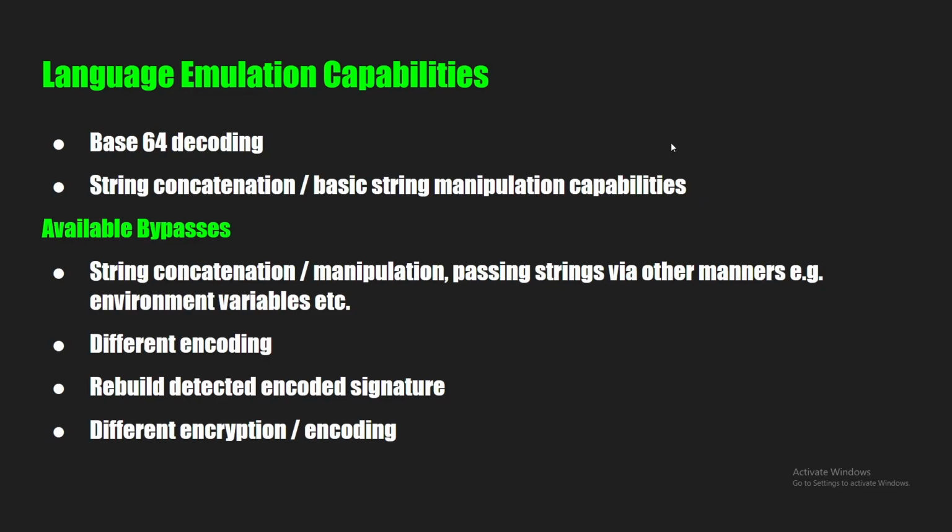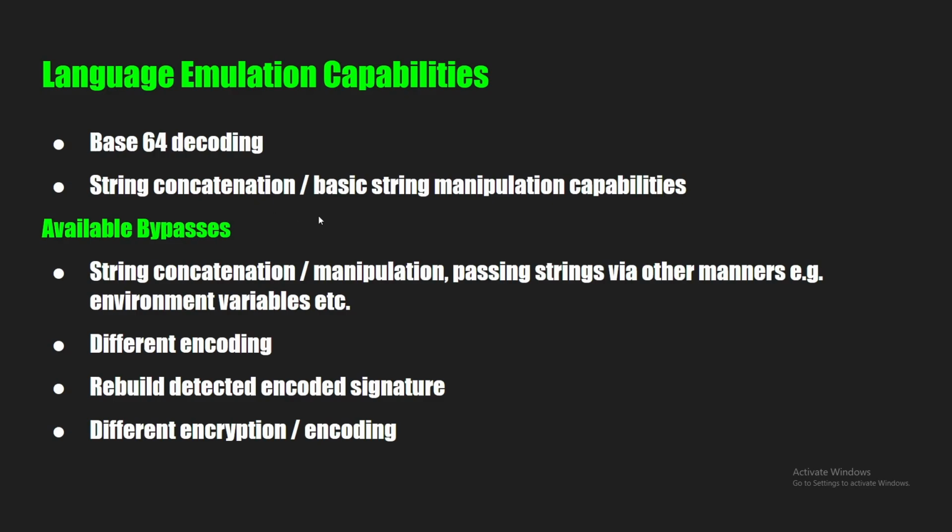So language emulation capabilities: base64 decoding, string concatenation, and basic string manipulation capabilities. It doesn't mention it specifically, but I imagine they'll provide functions like, for example, in PowerShell, you can reverse strings and things like that. I imagine they'll have something like that built into AMSI. But as far as I'm aware, you can actually bypass certain string detections if you use reversed strings. So it doesn't, but you'd like to think it does. It's hard to say because the bypasses do work, so maybe it's not implemented. But there are available bypasses for this sort of thing, string concatenation and manipulation in general, as I said there.